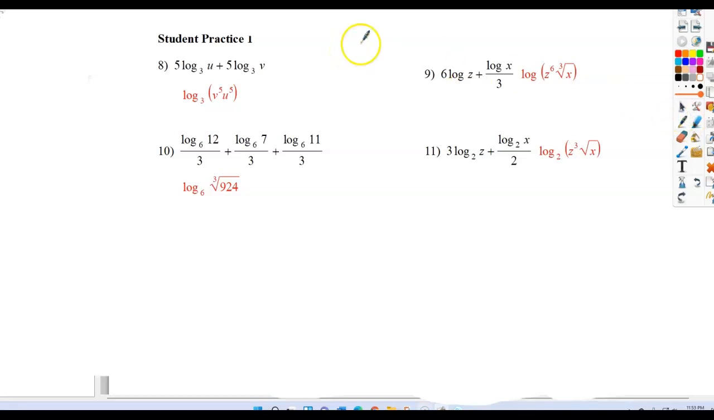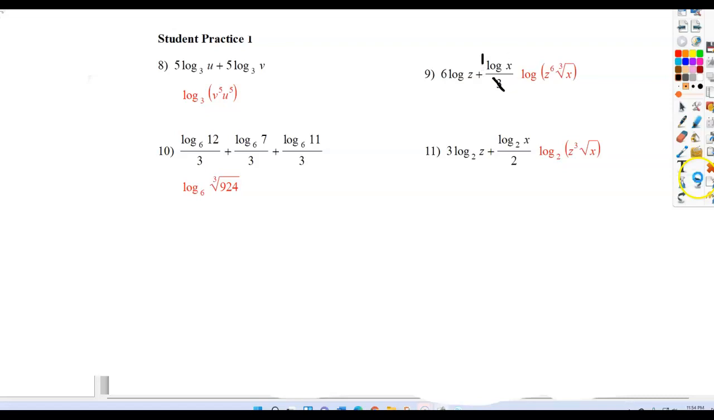All right. So on this one here, property 3 will have you move the 5 onto the u as a power and the 5 onto the v as a power. Property 1 will have us put them together as multiplication. On number 9, we would start by rewriting this 3 down here as a 1/3, moving it to the power of the x there, and then x to the 1/3 power is a cube root of x. So that's where that cube root comes from.